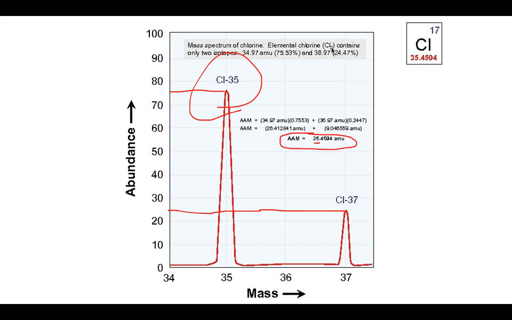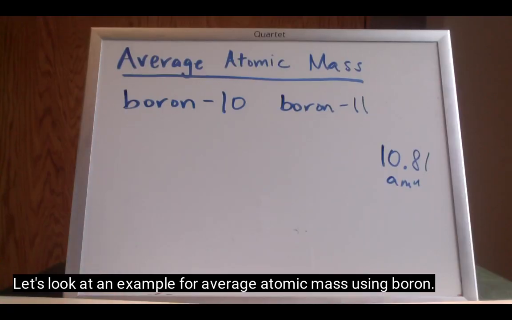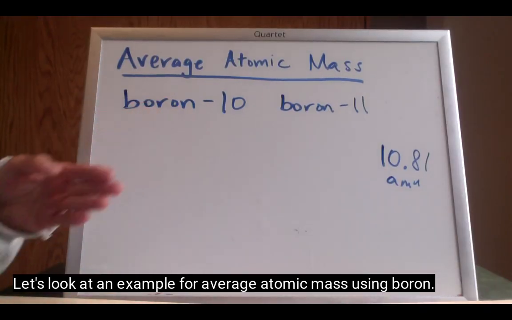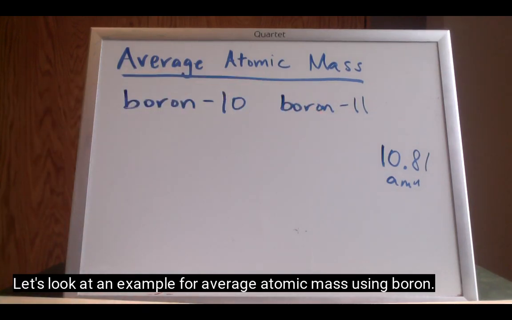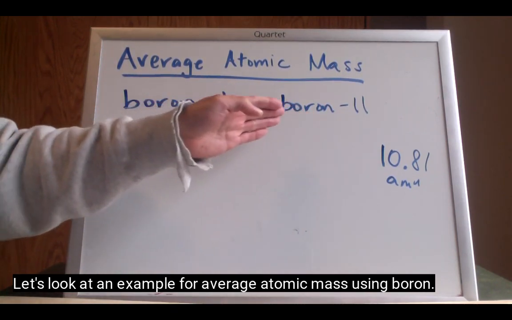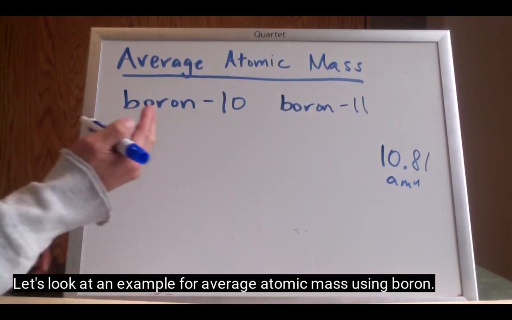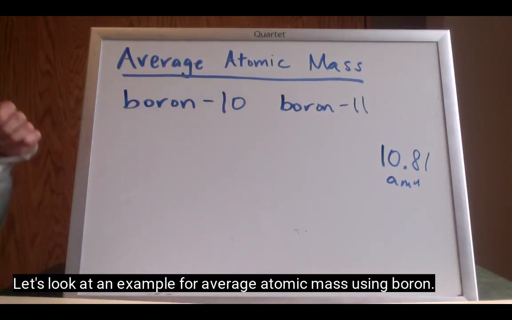All right, so let's go on to an example with boron. Boron has two naturally occurring isotopes, boron-10 and boron-11. Similar to what we just looked at with chlorine, let's figure out what relative abundance of naturally occurring isotopes would be boron-10 and which would be boron-11.